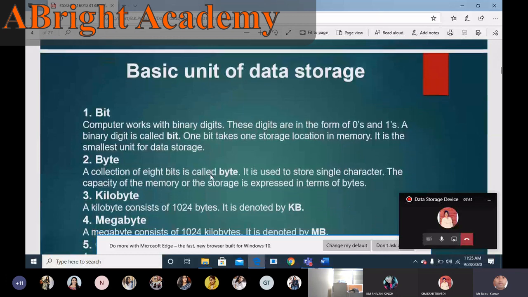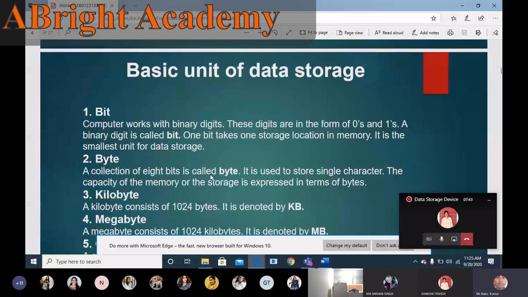Here are some basic units of data storage. We already know about the basic units of data storage. The smallest unit is bit. A computer works with binary digits. These digits are in the form of 0s and 1s. A binary digit is called a bit. One bit takes one storage location in memory. It is the smallest unit of data storage.